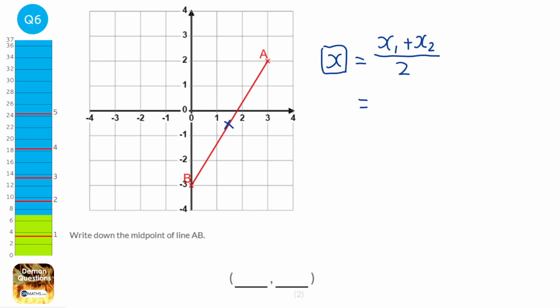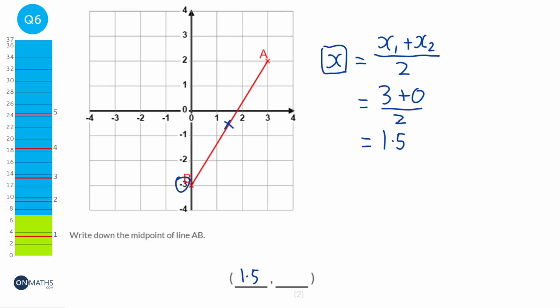And so the x coordinate of A is 3, and at B it's 0. It's going to be 3 plus 0 divided by 2, which is 1.5. So we know that's going to be 1.5. I'm going to do the y a slightly different way, maybe.